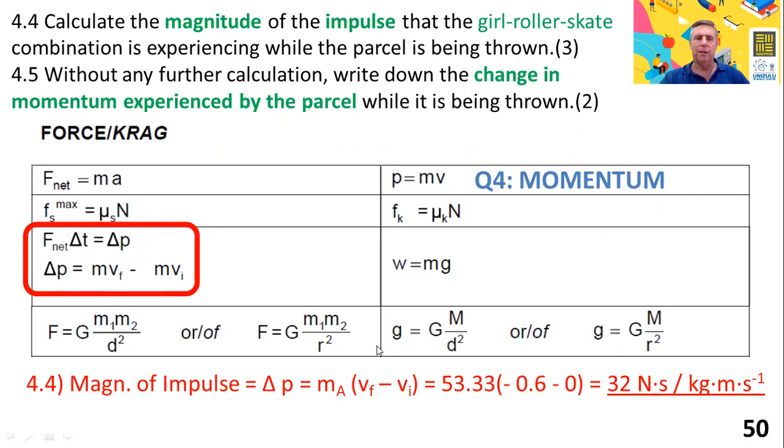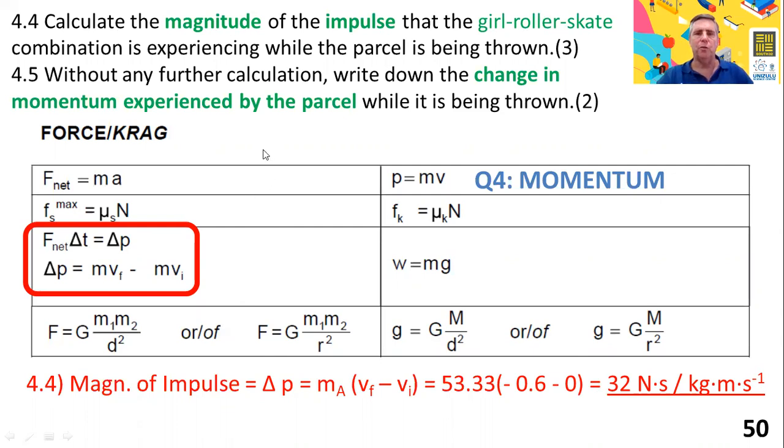in velocity. The mass of the girl roller skate combination, just the combination, is 53.33. The final velocity was minus 0.6. Initial velocity was 0, and we get an answer of 32. Because you asked for the magnitude, you don't need to worry about a sign. The magnitude of the impulse is 32 Newton seconds if you're using the F delta T, or kilogram meters per second if you're using the momentum side.